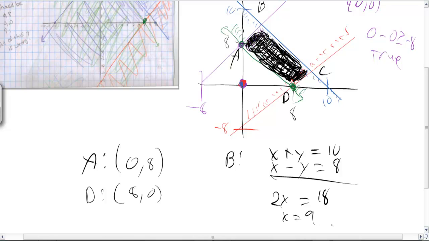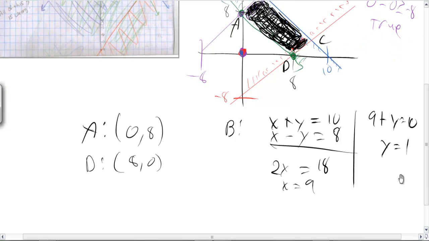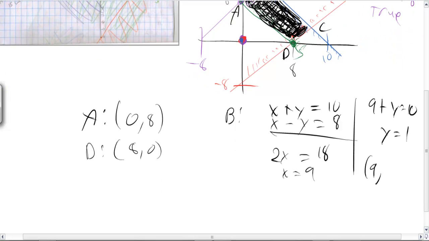Now I can go back sub to solve for y. And as we should know from the previous sections, it doesn't matter which one we sub into, so I'll just go into the first equation. That would give me 9 plus y equals 10, which gives y equals 1.